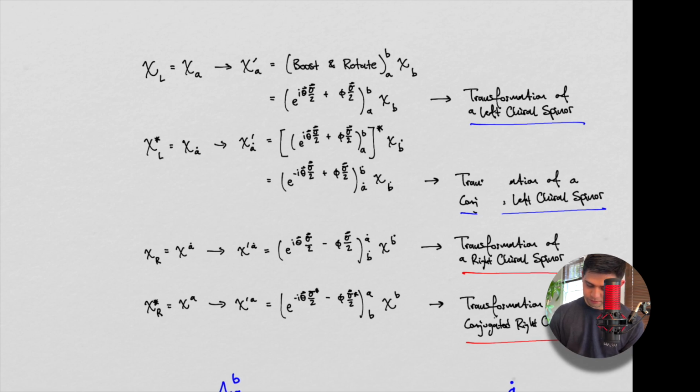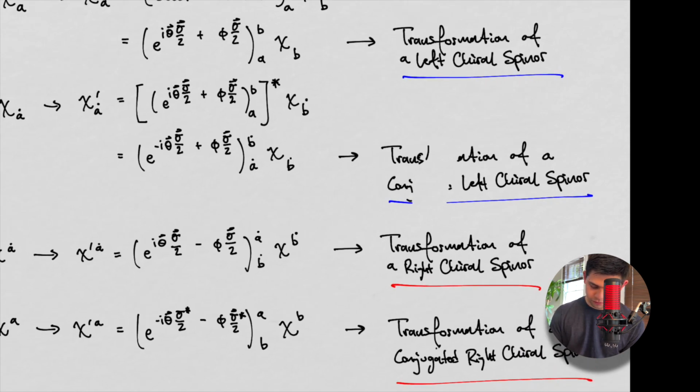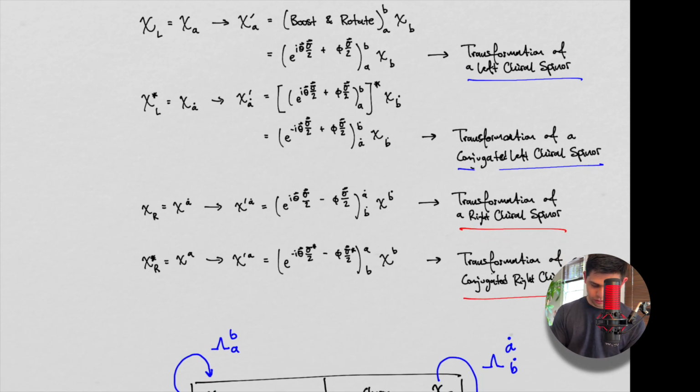That got erased. Transformation of a conjugated left chiral spinor. Then we can say the same things for these guys. Again, the only difference here is that we need to conjugate. Also, we have conjugations here.